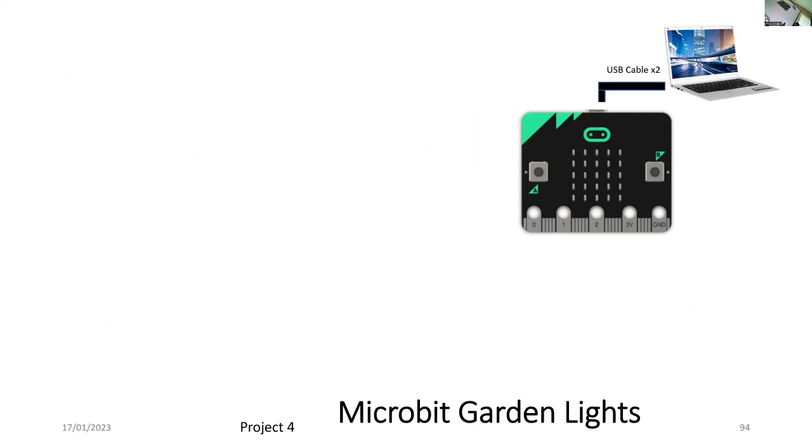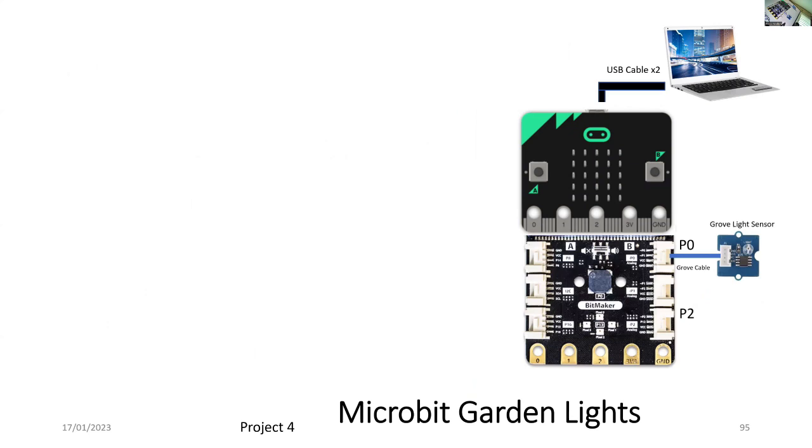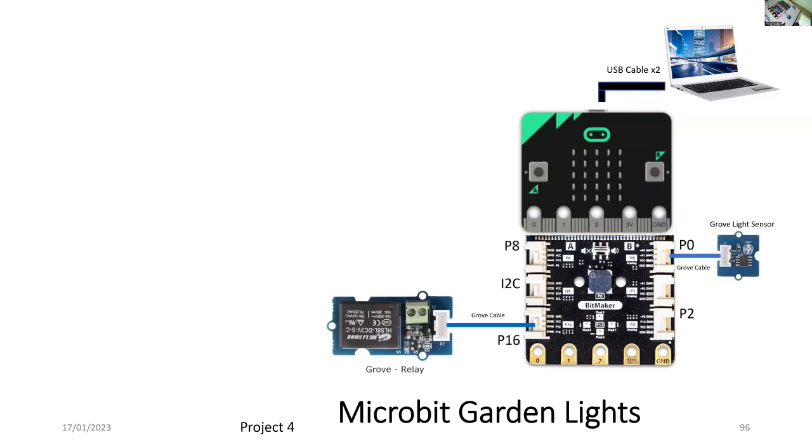Well, we start off with microbit and our PC with 2 USB cables, one going into microbit and the other going into BitMaker. So on the bottom there, we've got BitMaker, and we're connecting the Grove light sensor to port 0. And to port 16, we connect using another Grove cable to the Grove relay. And there are a couple of contacts on that Grove relay. So if you look at the little block in green, that's where we connect our secondary circuit.